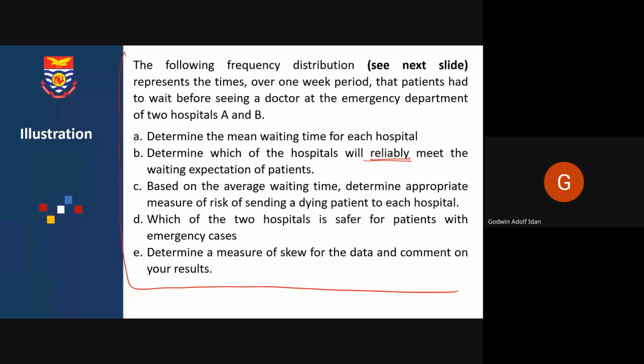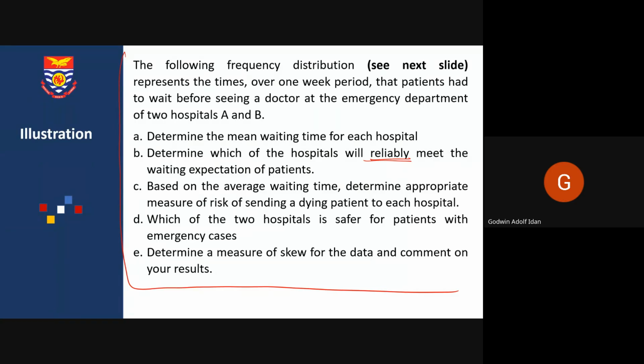The next question says that based on the average waiting time, determine the appropriate measure of risk. Remember, the appropriate measure of risk, we said it is the standard deviation. Because we also said that the variance measures risk, but the most appropriate is the standard deviation. So B is asking us to compute the mean absolute deviation. The C is asking us to compute the standard deviation.